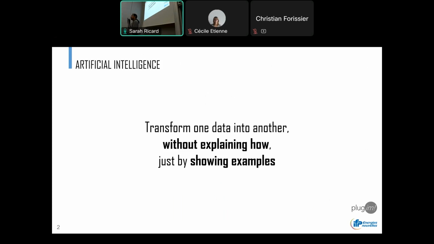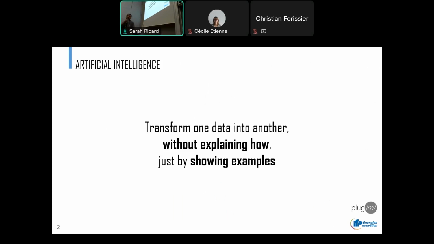So it's a big difference compared to other mathematical fields, because in other fields you try to define a mathematical model. You try to understand everything to explain what you want to model. With deep learning, it's not the case. You just want to transform a data into another. So you don't explain how, but you need to have examples. So you show some examples.